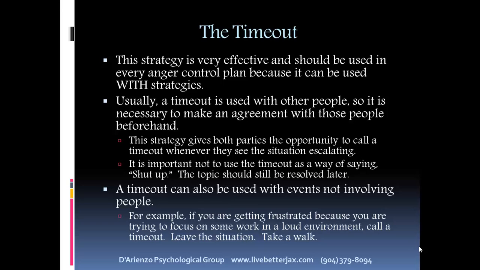Usually a timeout is used with other people, so it's necessary to make an agreement with those people beforehand, because you don't want somebody to think that you're just avoiding the important discussion or avoiding resolving an important issue. If it's going to be with your spouse, you need to let the spouse know that you may have to end a conversation abruptly. This strategy gives both parties the opportunity to call a timeout whenever they see the situation is escalating.